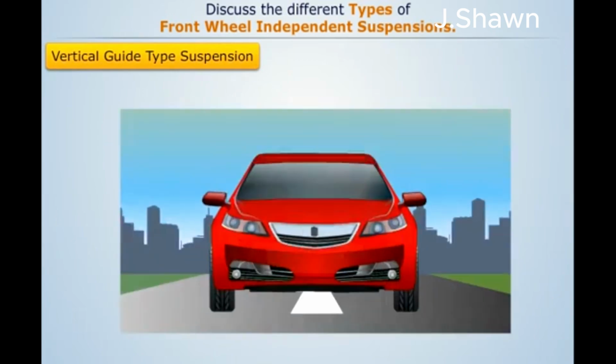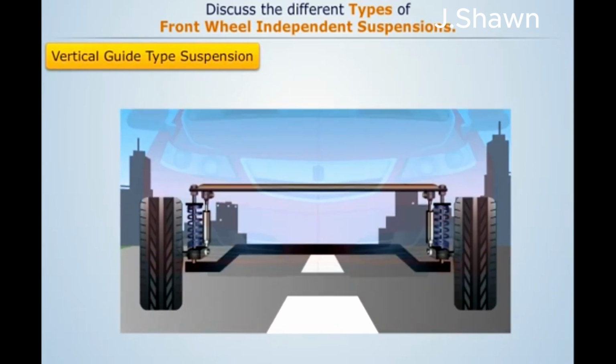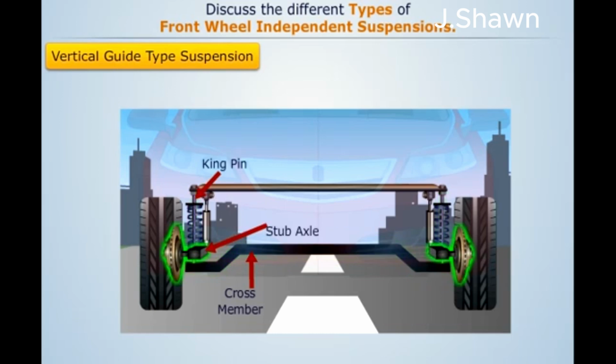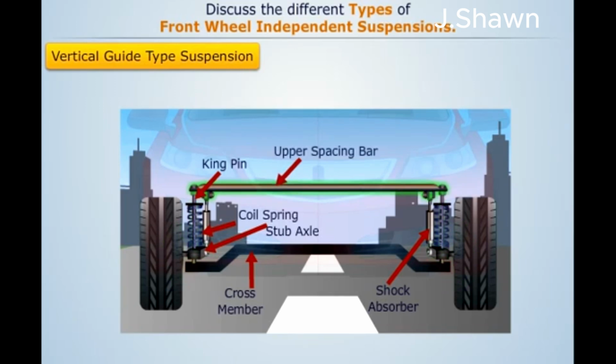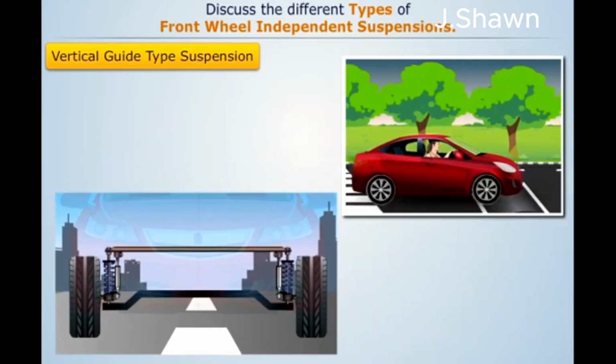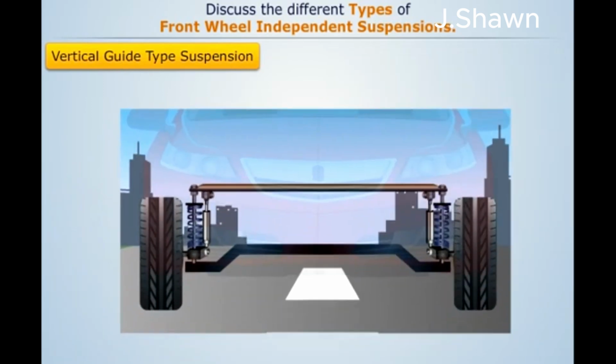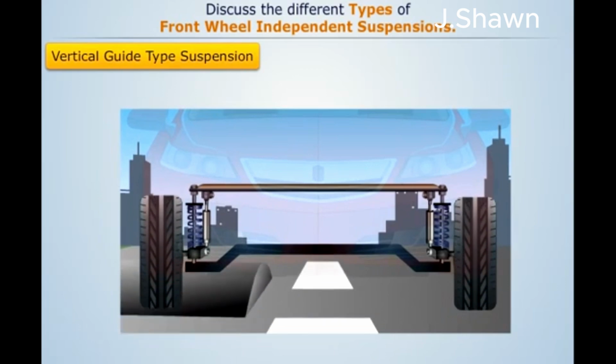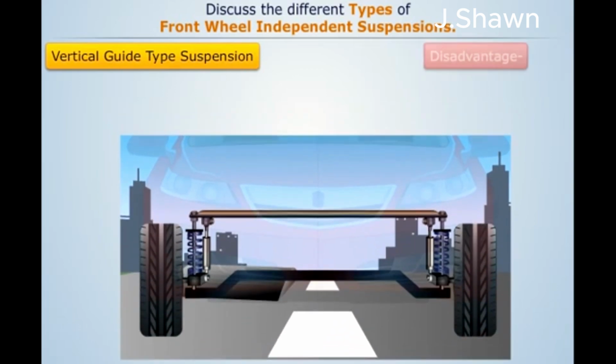The vertical guide type suspension. A vertical guide type suspension consists of an extended cross member to which the kingpin of the stub axle is attached at one end. The coil spring and the shock absorber are attached on this stub axle. The other end of the kingpin is fixed to an upper spacing bar. According to the up and down motion of the wheel, the kingpin is also allowed to move up and down, thus compressing or elongating the spring. The major disadvantage of this type of suspension is decreased stability of the automobile.